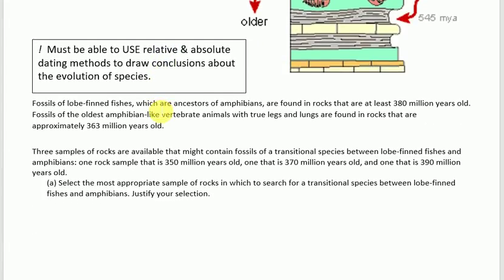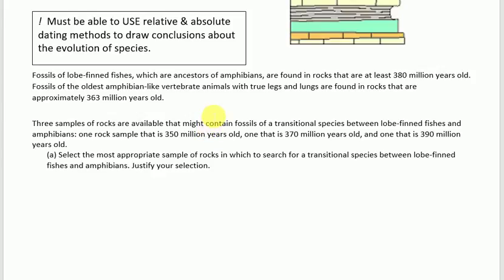The fossils of the lobe-finned fish, which are ancestors of amphibians, are found in rocks that are at least 380 million years old. Fossils of the oldest amphibian-like vertebrate animals with true legs and lungs are found in rocks that are approximately 363 million years old. 3 samples of rocks are available that might contain fossils of a transitional species between the lobe-finned fish and amphibians: 1 rock sample that is 350 million years old, 1 that is 370, and 1 that is 390 million years old. Select the most appropriate sample of rock in which to search for a transitional species between the lobe-finned fish and the amphibians and justify your selection.